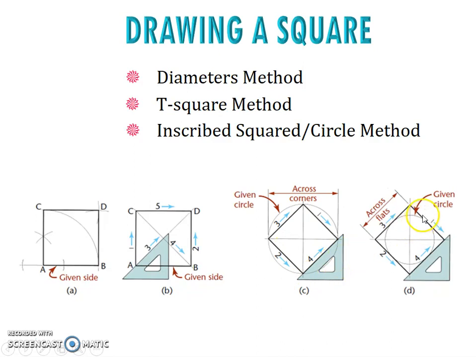Across flat is when you have to draw the square outside of the circle. Again, you divide this into 4, and then you will get the intersections. Use the triangle and connect it at the tangent of the circle. Then you'll find the connection here, and put it here and here, and another one. Then you'll get the square.